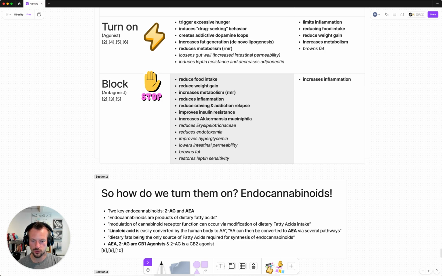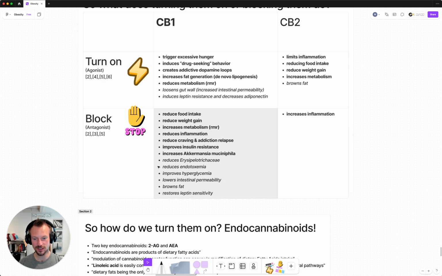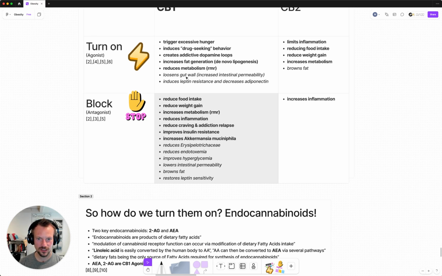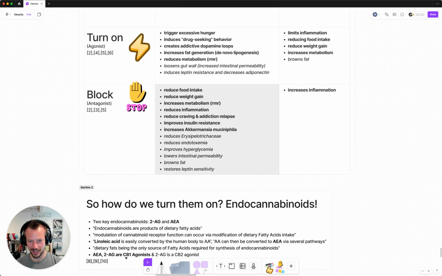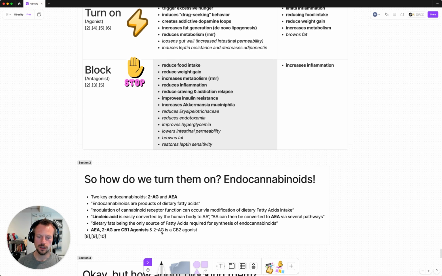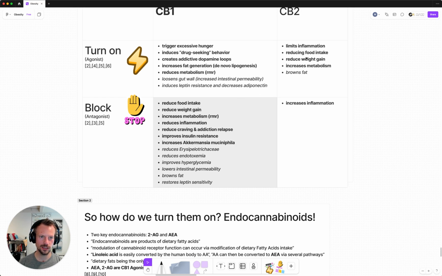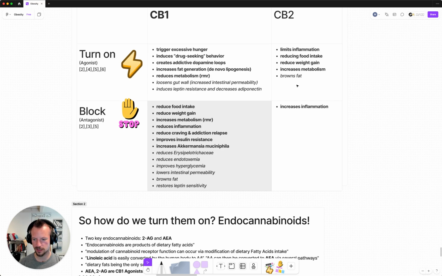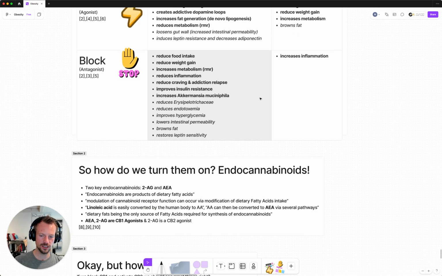And then that will trigger, well, we'll get there in a sec. Dietary fats are the only source of fatty acids required for synthesis of endocannabinoids. So you don't need other nutrients, you don't need other minerals. You can literally take linoleic acid, take glugs of the thing, and you will see a spike in AEA and 2AG. And both of them are CB1 agonists. What's an agonist? It turns on. So both 2AG and AEA turn this on, right? Linoleic acid, arachidonic acid, creates AEA, turns this on. 2AG is a CB2 agonist, which in theory does this, but again, we were talking about the number of CB1 and CB2 receptors, and this is basically non-existent.